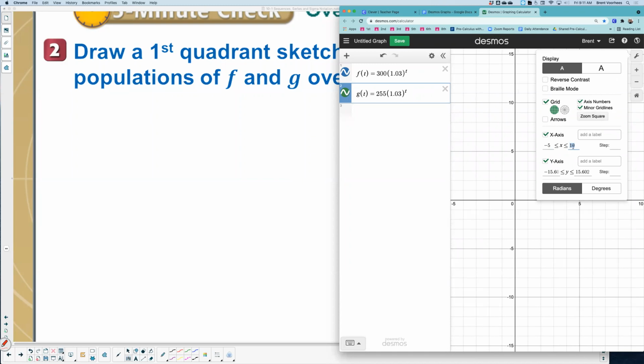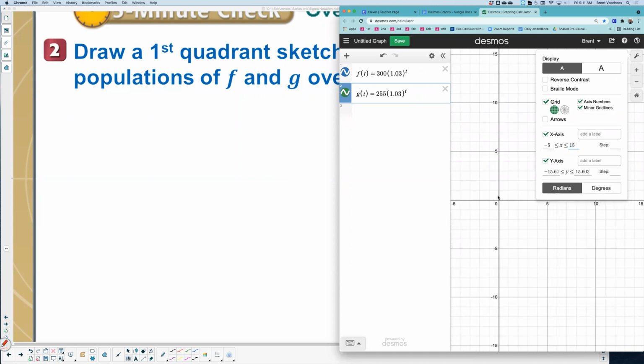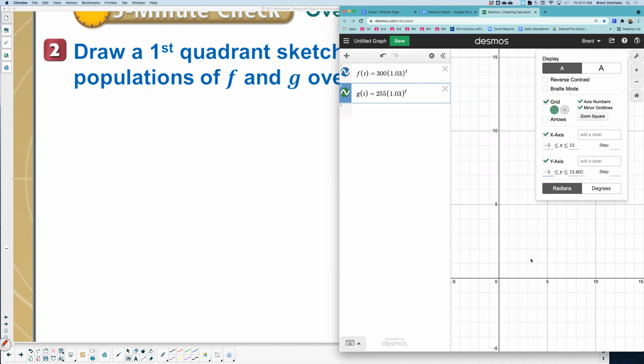I'm going to change it to 15. I left it -5 so you can see the y-axis. We need to have a minimum value of 255. But I want to see this axis, so I'm going to say -5 here, just so I show it. But up here, the maximum, I need to see at least up to 300.